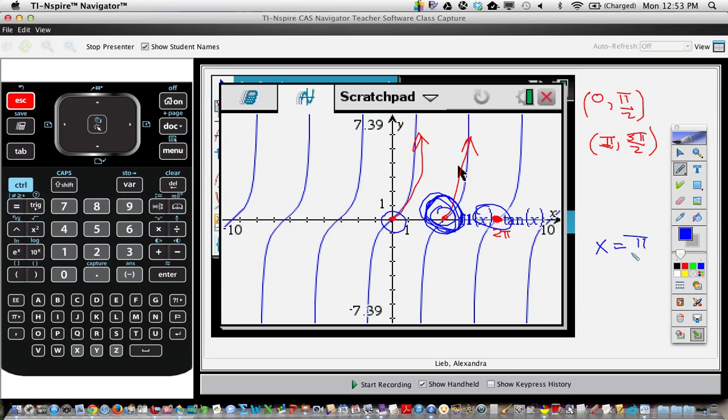What else? Roots. Any roots? Same thing, right? The inflection point is the root, right? Remember, what's an inflection point? It changes concavity. So it goes from concave down to concave up. But those are also the roots. Roots, remember, are zeros. Zeros and roots, same thing. It's where it crosses the x-axis.